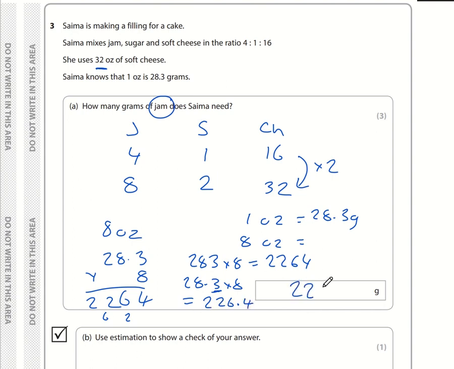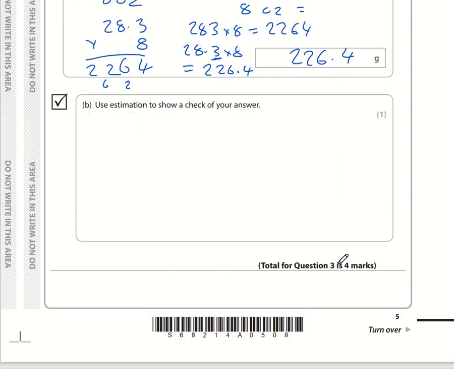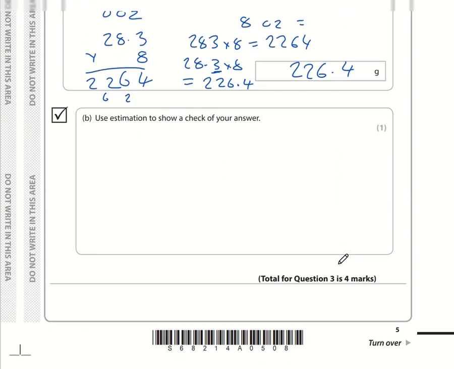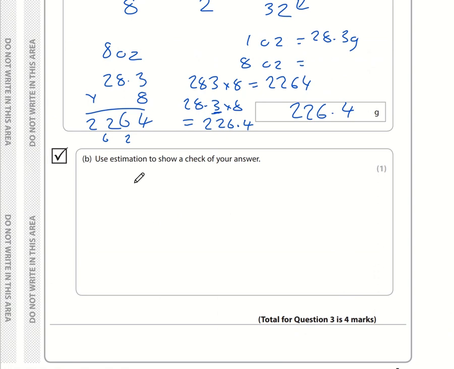So the answer is 226.4 grams. And use estimation to show a check of your answer. Well, we were trying to calculate 8 multiplied by 28.3. And of course, multiplying by decimals can be quite tricky, so it's a good idea to use estimation to check that you're not times 10 or times 100 out.